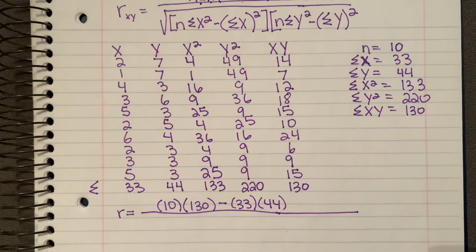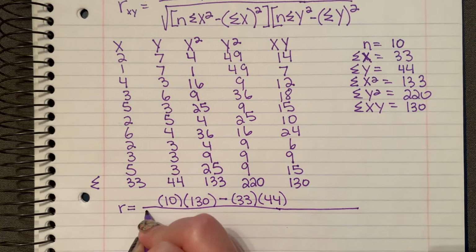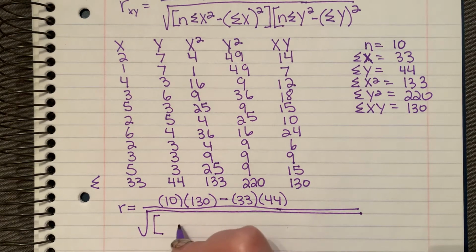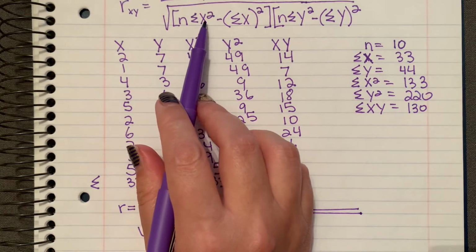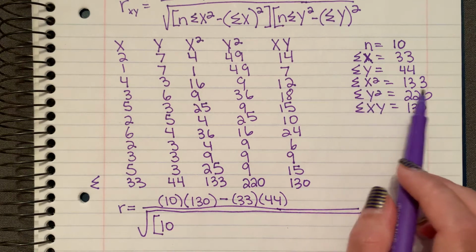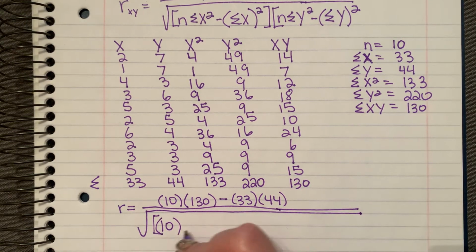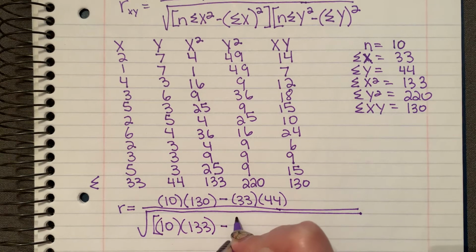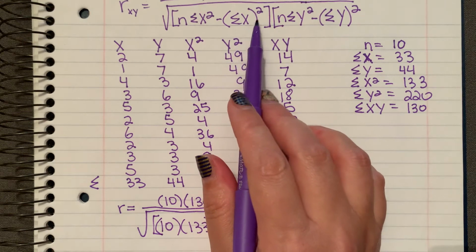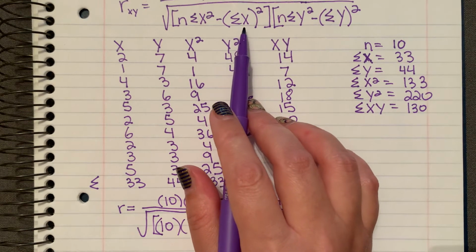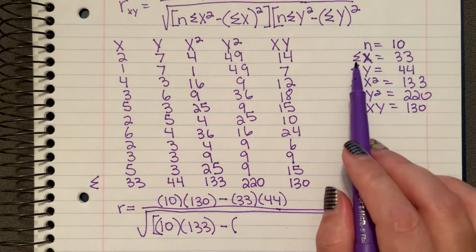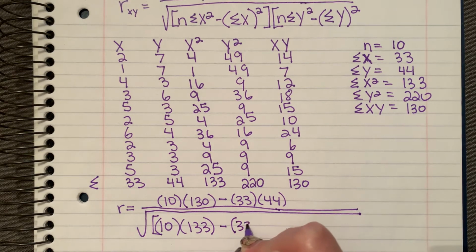Now for the denominator, we need to be a little careful here, and I'll explain why in a minute. So the first thing we need is, again, n, which is 10. And we're going to multiply that by the sum of x squared. The sum of x squared is 133. And then we're going to subtract the sum of x, which will then be squared. So this is where students often get confused. They want to go ahead and put the 133 back in here. But what you need is the sum of x, 33, and then in the next step, we will square it.